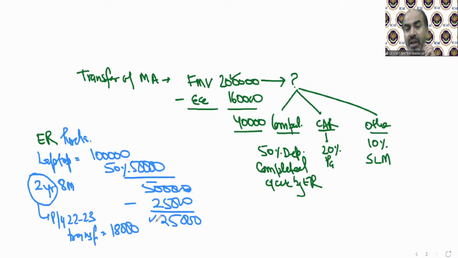And this is technically our FMV. So 25,000 rupees has been transferred to the employee for 18,000. So the taxable perk value is 7,000.